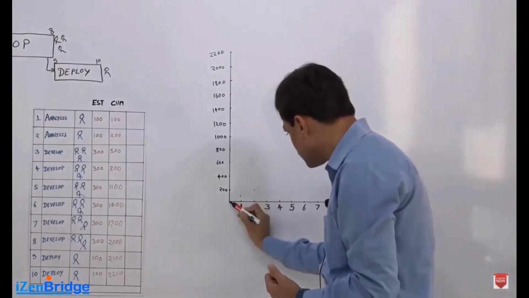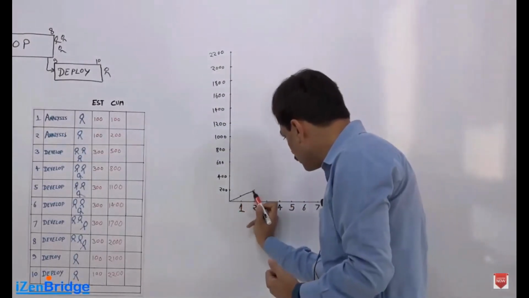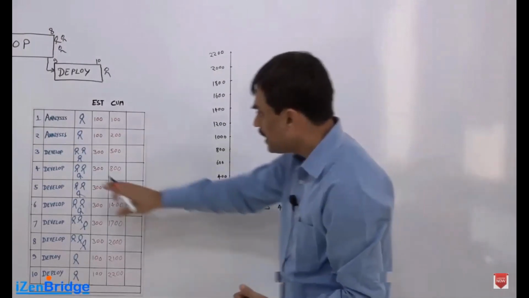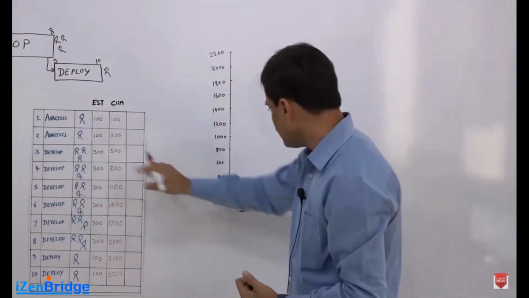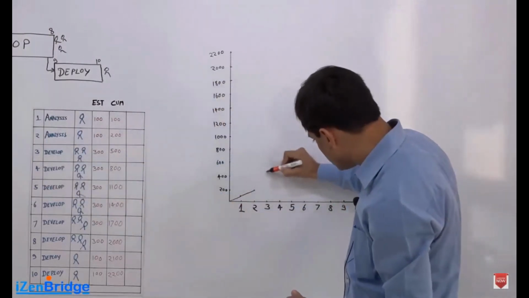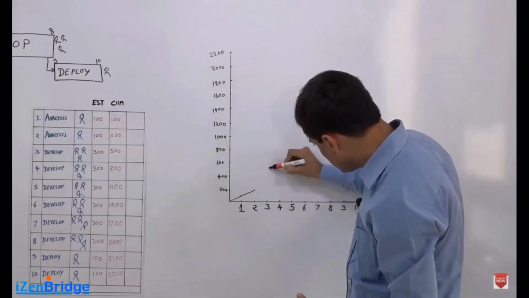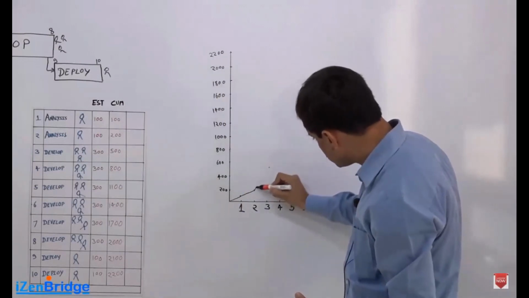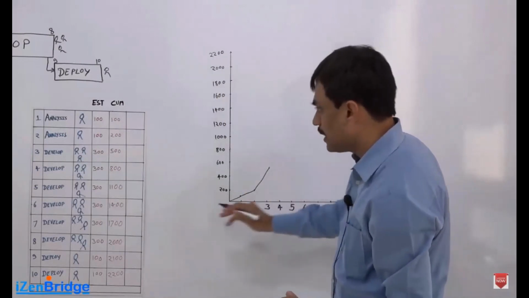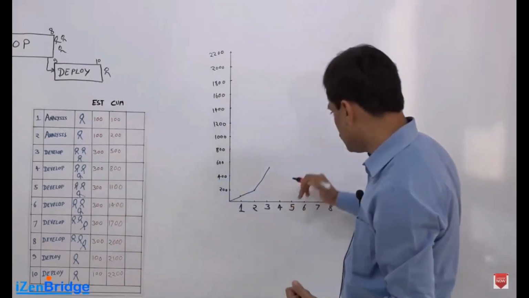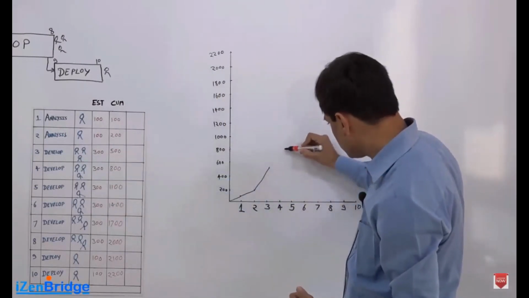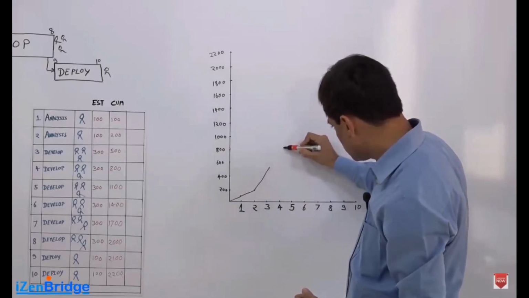So this is by the end of 2 days. By the end of 3, I am done with 500, so I will come somewhere there. So this goes like this. By the end of day 4, I am done with 800. Something like this.